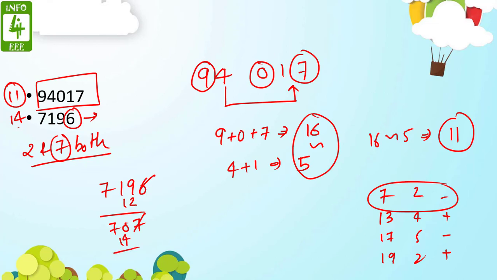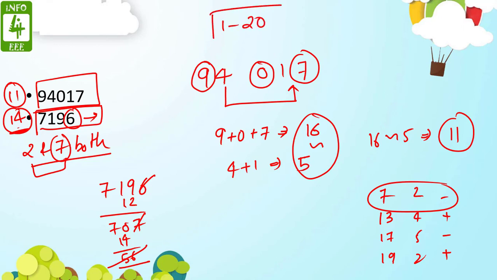7 twos are 14. You will get 56. And yes, 7 eights are 56. So this is divisible by 7. It means that this number will be divisible by both, so the number is divisible by 14. So that's all for the divisibility rules. We have covered divisibility rules from 1 to 20. I hope it is clear.